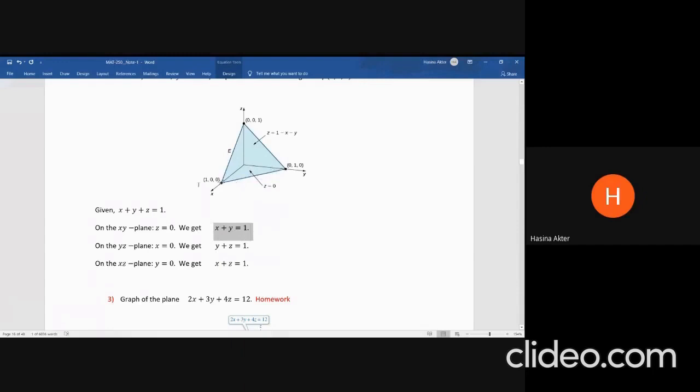And it goes beyond the plane, beyond the xz plane, beyond the yz plane, beyond the xy plane. That means underneath the xy plane. But we are just trying to look at the portion of the plane which is in the first octant clearly.